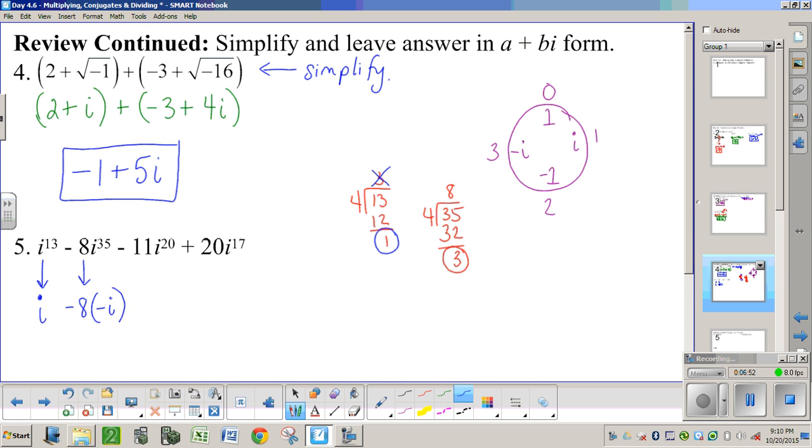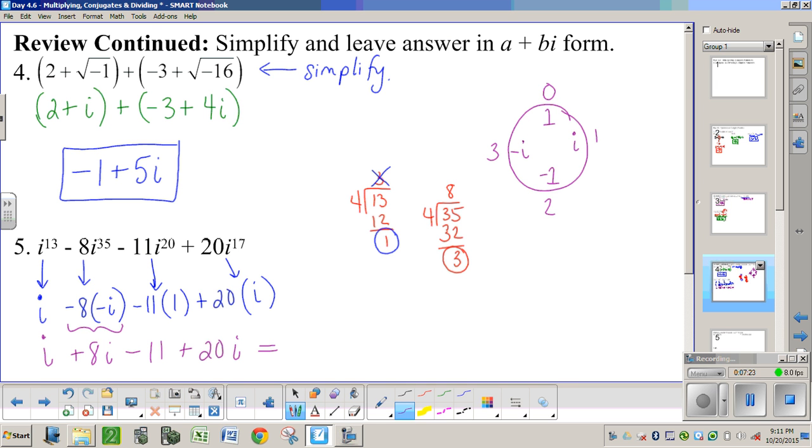So take a minute and go ahead and simplify i to the 20th and i to the 17th. When you simplified i to the 20th, you should have gotten 1, because there's no remainder there. And then i to the 17th simplifies down to just i. So what I'm going to do now is take a look at each one of those. So I have, this is an i, then this becomes a positive 8i when I multiply those two together, minus 11 plus 20i.